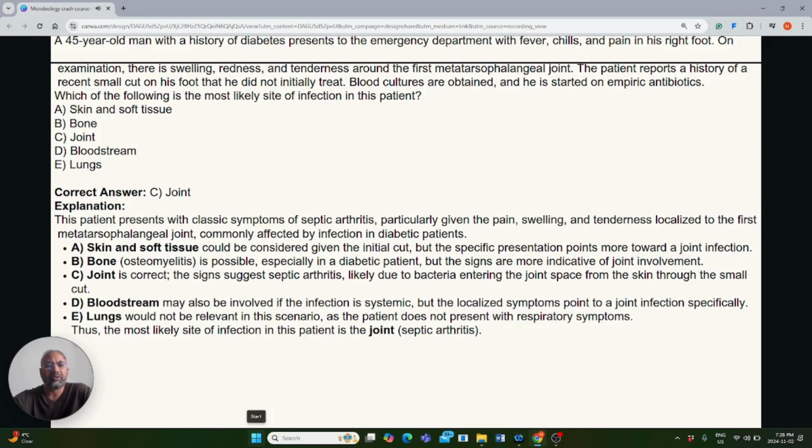A 45-year-old man with a history of diabetes presents to the emergency department with fever, chills and pain in his right foot. On examination, there is swelling, redness and tenderness around the first metatarsophalangeal joint. The patient reports a history of a recent small cut on his foot that he did not initially treat. Blood cultures are obtained and he is started on empiric antibiotics. Which of the following is the most likely site of infection? Number one is the skin and soft tissue. Second is the bone, joint, bloodstream and lungs. Okay. So this is not a very straightforward question. It can cause a little difficulty in understanding and answering.